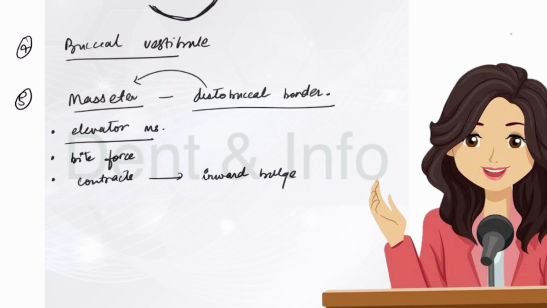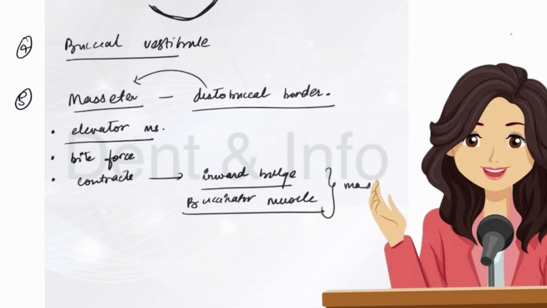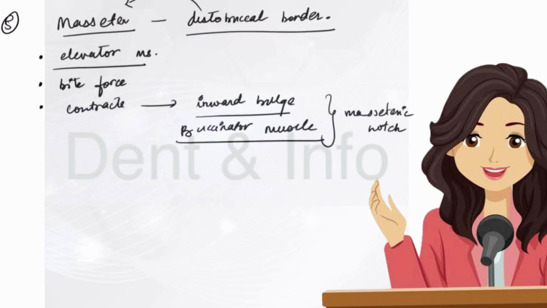Or rather, it creates an inward bulge of what? Of buccinator muscle. When it contracts, it puts an inward bulge in the buccinator muscle. So masseter is outside. If you see it 3-dimensionally, masseter is outside, buccinator is located inside. When the masseter contracts here, it pushes through the buccinator, which creates an inward bulge, and together this on the distobuccal border creates something which is called as the masseteric notch on the impression.